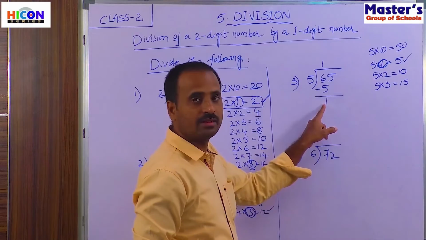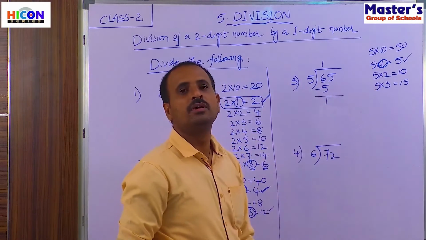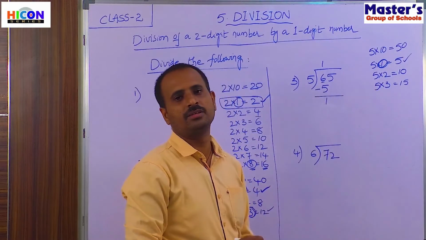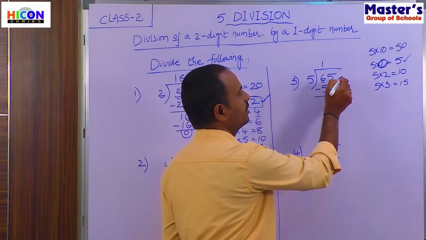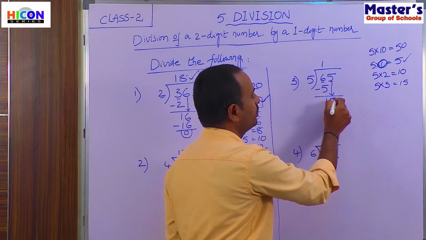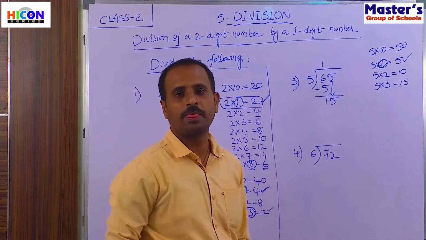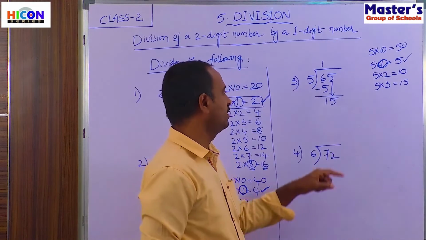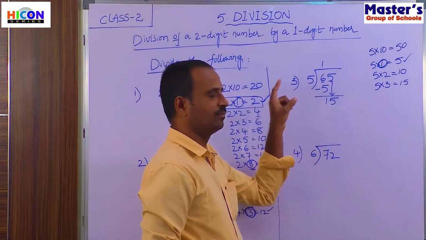And we did not get the 1 in the fifth table. So that's why bring down the second digit. What is the second digit here? 5 is the second digit. So bring down the second digit, that is 5. So it becomes 15. So now let us find when the number 15 comes in the fifth table.